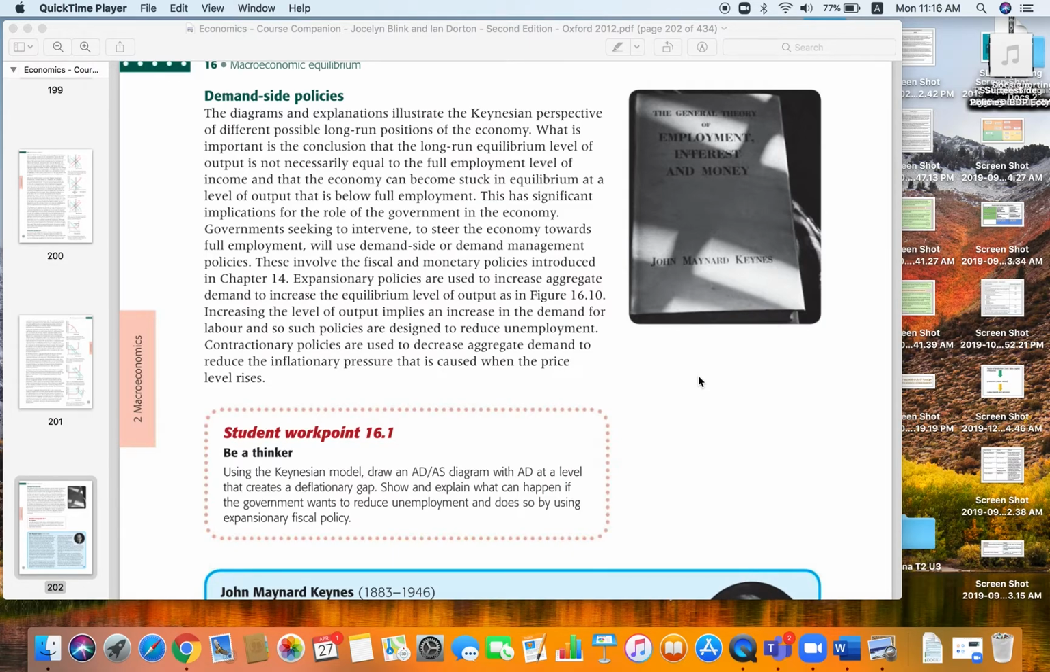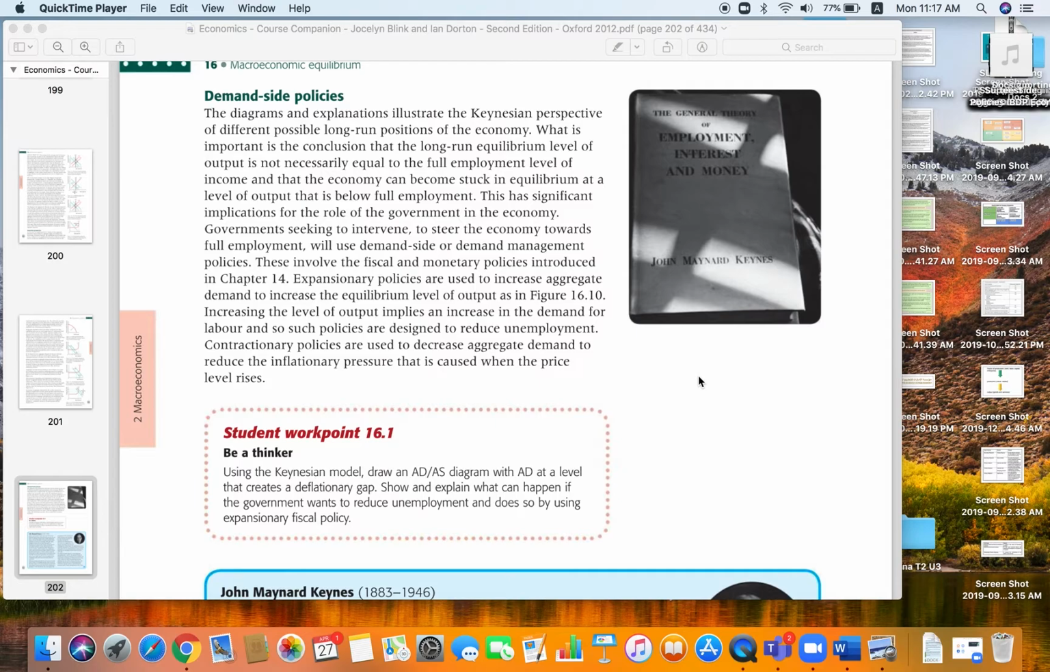So the increasing level of output implies an increase in the demand for labor, and so policies are then designed to, in some cases, reduce unemployment, right? So if inflation is getting really high, there's too much demand, resources are getting scarce, we need to try and make contractionary policies to make the economy smaller.